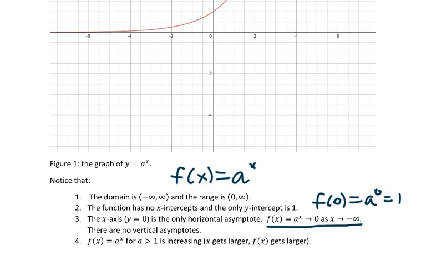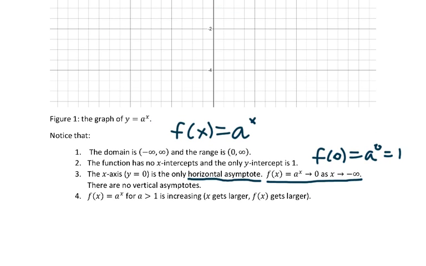And when I say horizontal asymptote, this is basically what I mean. This notation we have seen when I went into the end behavior. This is saying that the function a to the x is going to go to 0 as x goes to minus infinity. In other words, as x gets more and more negative, the function gets closer and closer to 0, but it never reaches there. That's why we say that the x-axis, or y equals 0, is a horizontal asymptote. And there are no vertical asymptotes. If you don't know what a vertical asymptote is, that's okay. But we have a horizontal asymptote.